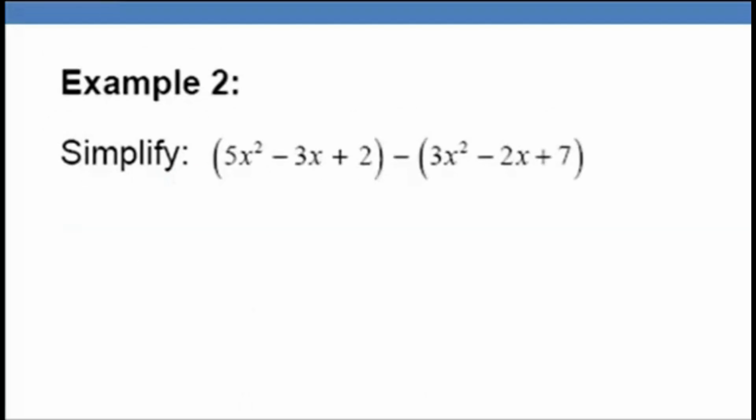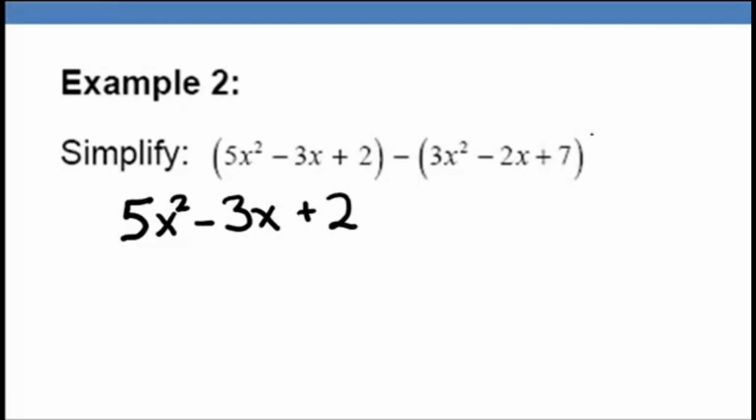Example 2. In this problem, we're going to subtract the polynomials. So we're still going to check outside the parentheses. So we'll check outside the first parentheses, make sure there's no exponent, which there's not, and make sure there's nothing out in front, which there's not. So the first set of parentheses can be removed to give us 5x squared minus 3x plus 2.